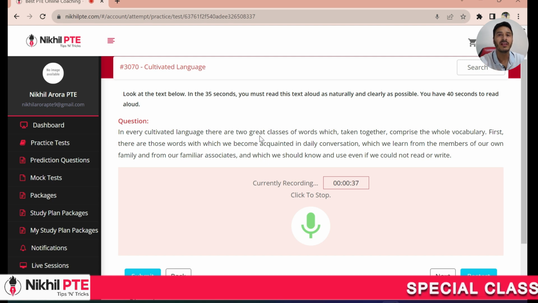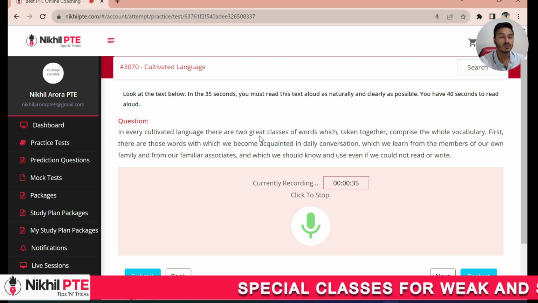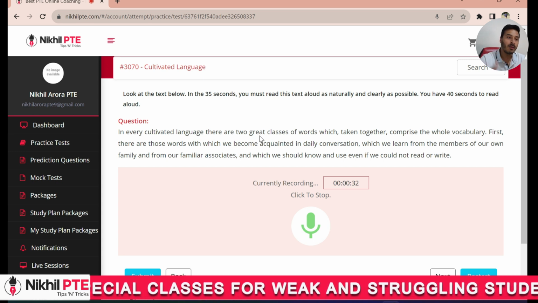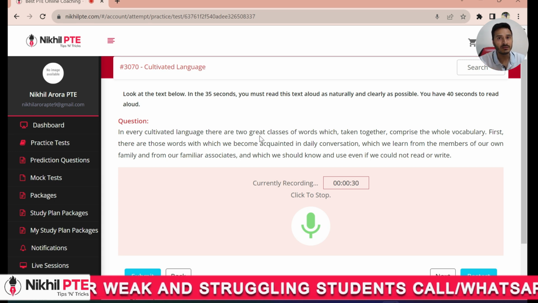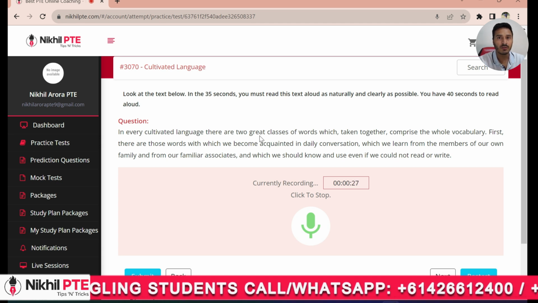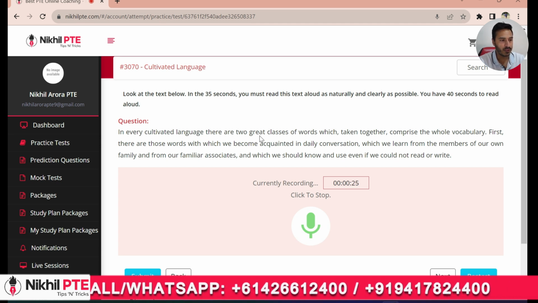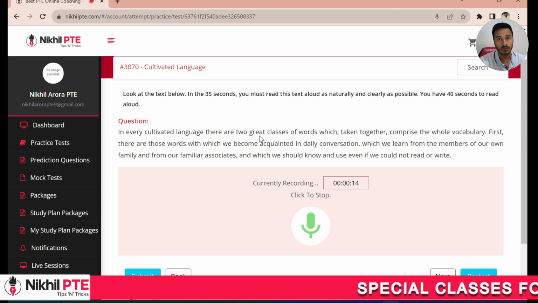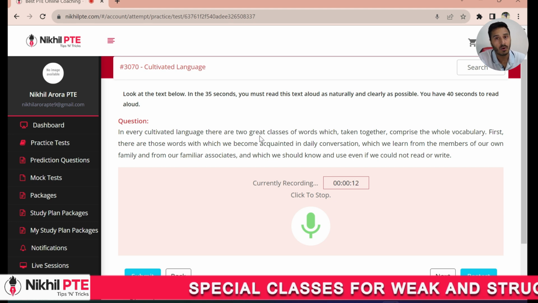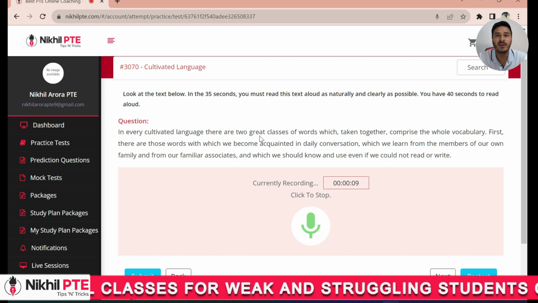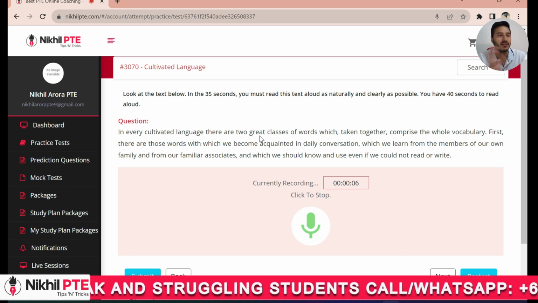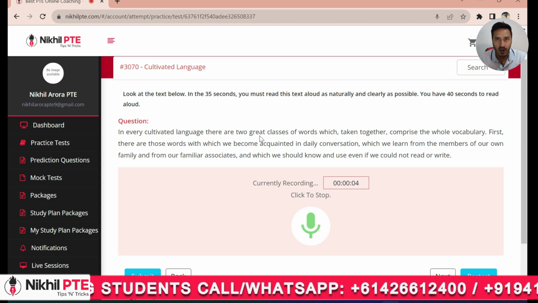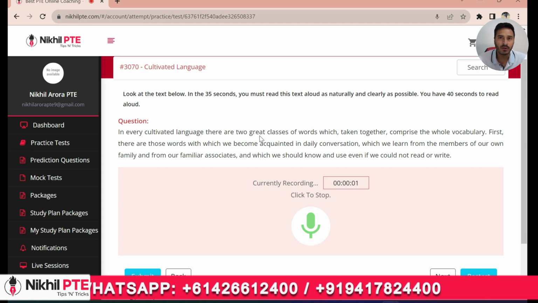Some students are doing like this. Don't try to speak so fast. Some students are taking long pauses between two or three words, like this: In every cultivated language, there are two grade classes of words which it is incorrect. Some students are speaking very fast: In every cultivated language, there are two. If you speak like this, how will the computer understand your voice? In the read aloud section, you have 35 seconds. You have to read the passage. Are you understanding? I'm not a robot.